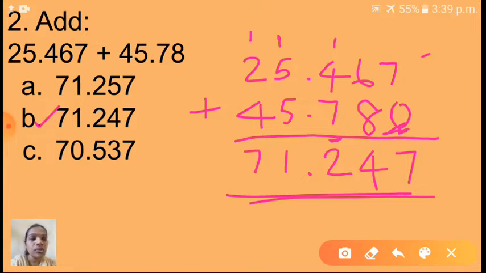Okay, so this is normal addition, but see here children, if you are getting decimal numbers like this, you have to write the digit in a proper place, then only you will get a correct answer. Understood now? So this same rule you have to follow while subtracting also. Understood now? Shall we go to the next one?